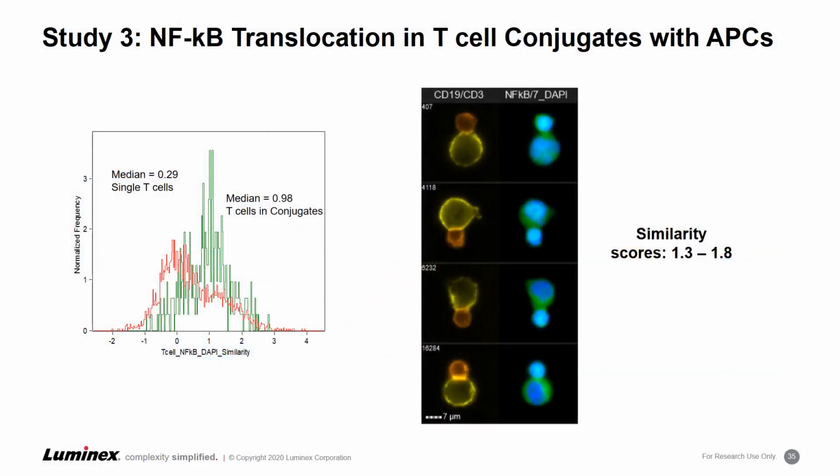On this slide, I wanted to show that there is even more overlap of the DAPI and NF-kappa B signals at the higher similarity scores. Here we have cell conjugates shown that have similarity scores between 1.3 and 1.8, and you can definitely see that there is even more NF-kappa B going into the area where the DAPI signal is, so it's moving into the nucleus.